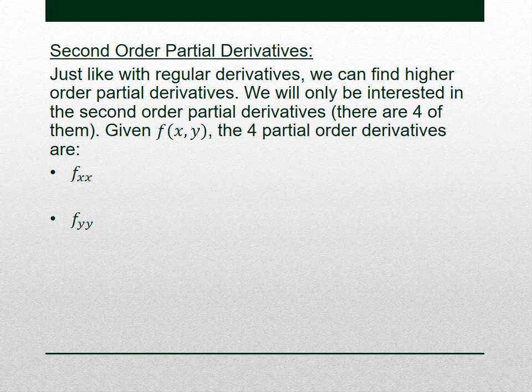You could find fxy, so that would be find the partial derivative with respect to x, then look at that thing and take the partial derivative this time with respect to y. And you could do the opposite, where you take the partial derivative with respect to y, and then look at that thing and take the partial derivative this time with respect to x. And so those are called the 4 second order partial derivatives.